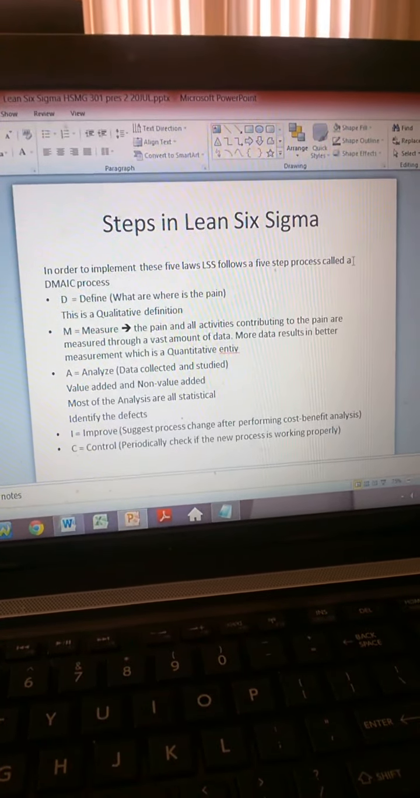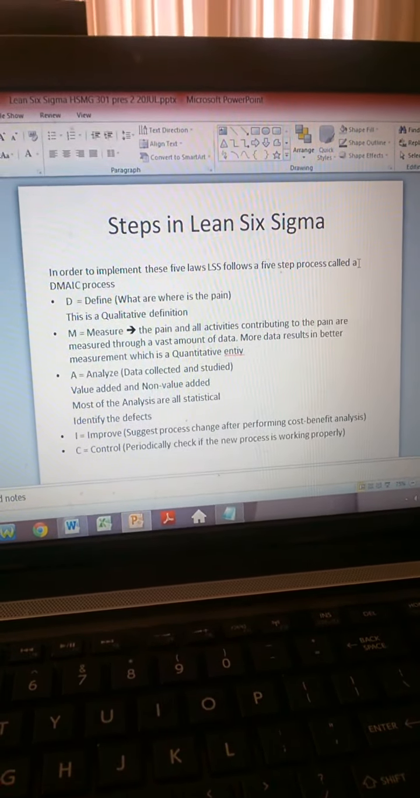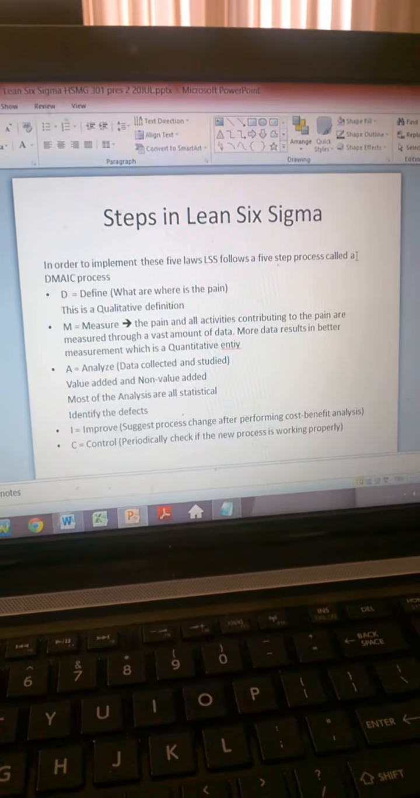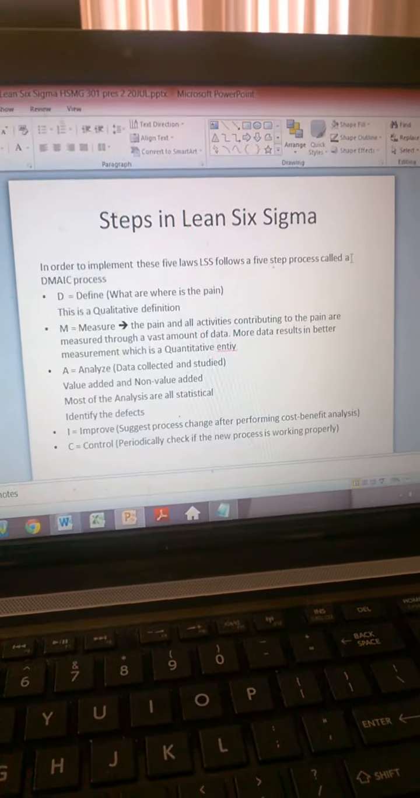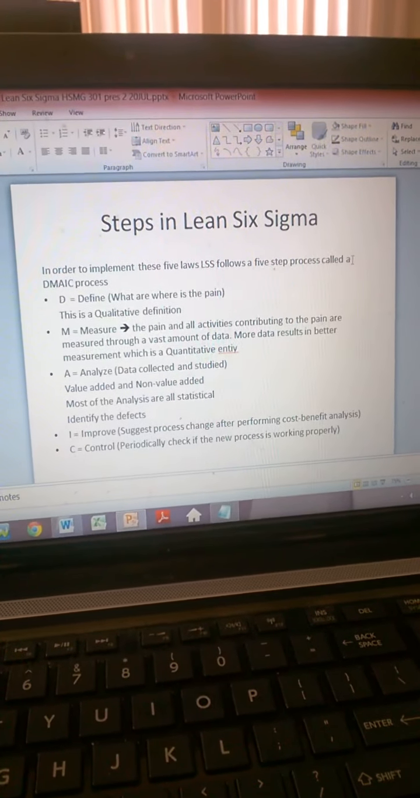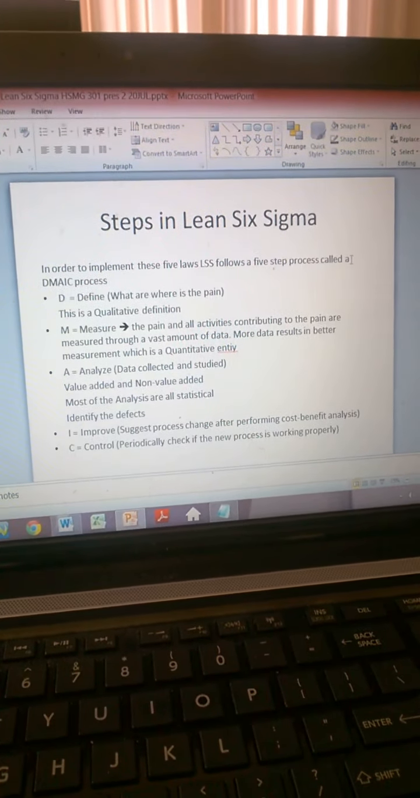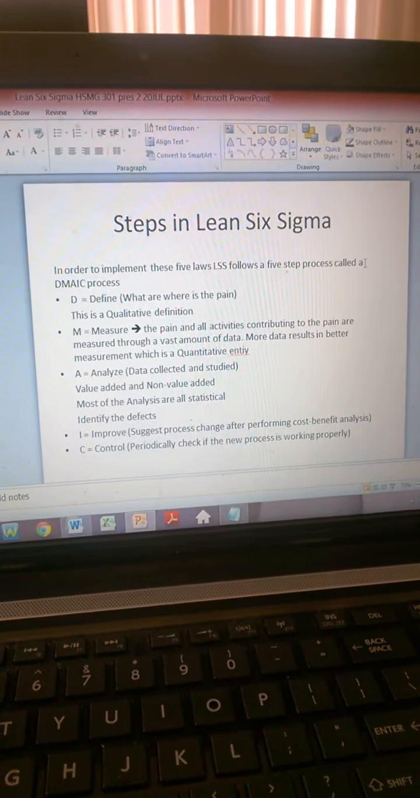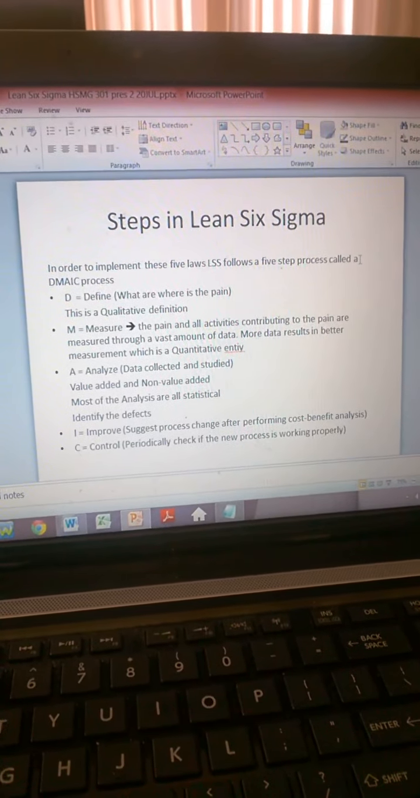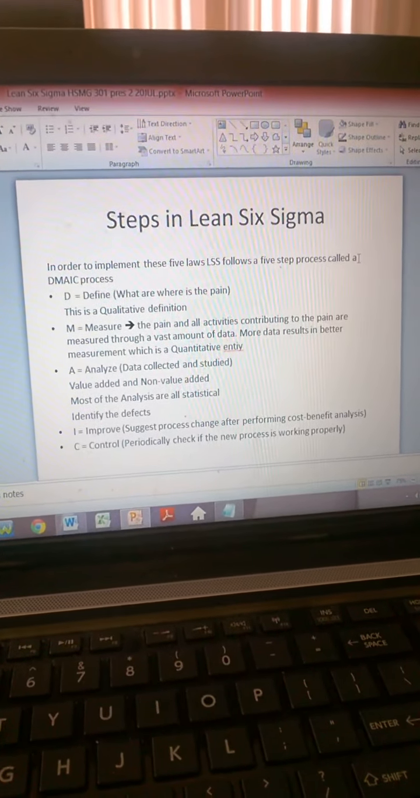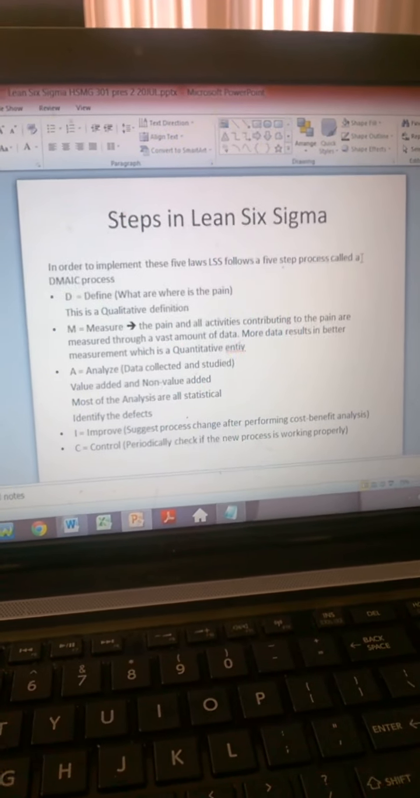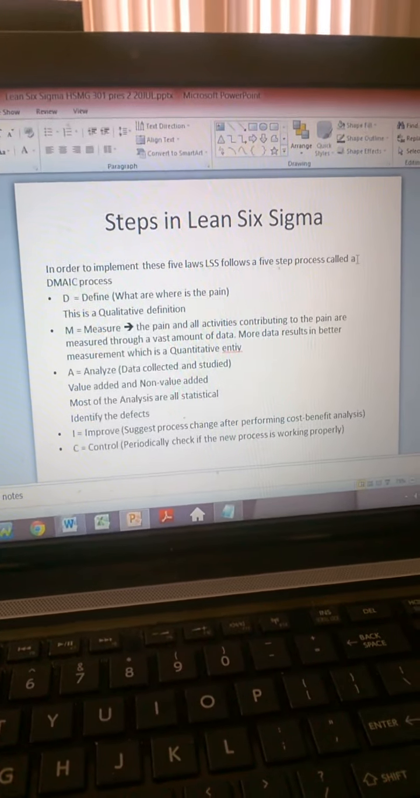The steps in Lean Six Sigma. It's basically called the DMAIC process. D stands for define, M stands for measure, A stands for analyze, I stands for improve, and C stands for control. If you look at my presentation slides, you will see the definitions more in depth.